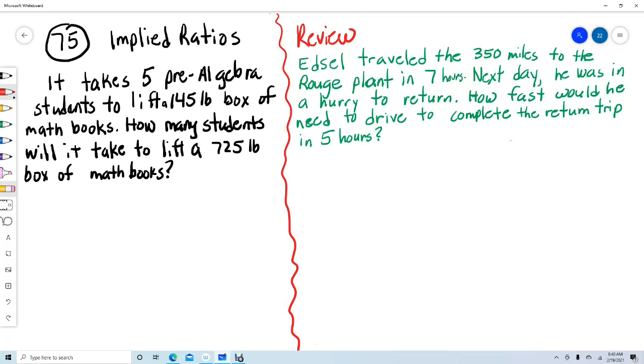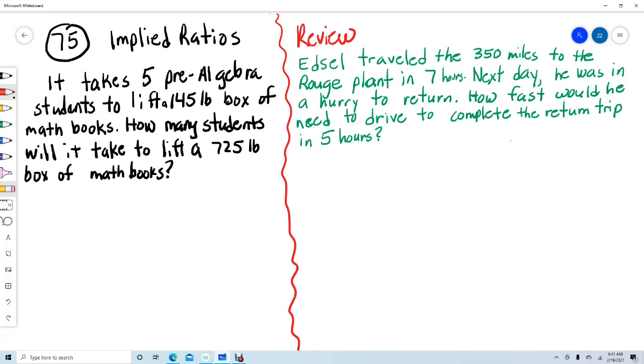I want to do a couple of review problems, then I'll get into the lesson for today. It's on implied ratios, more on ratios. And these are going to relate to story problems. So how to pick a ratio out of a story problem and solve for the information you're looking for.